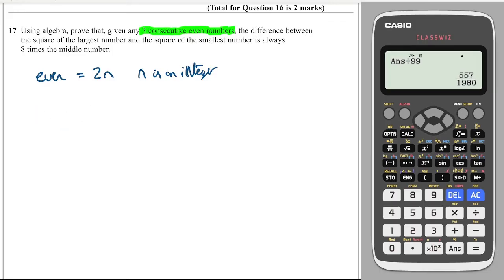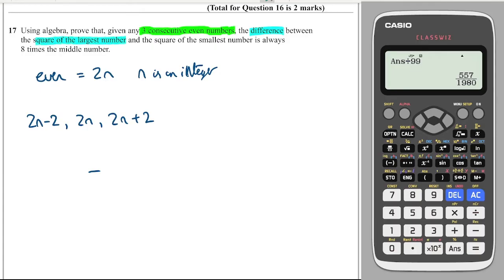But I've got a bit of a cheat here, and I'm going to go for 2n minus 2, 2n, and 2n plus 2, just to keep the numbers a bit easier, and I'm more likely to get some cancellation. Okay, anyway, what are we doing? The difference between the square of the largest number and the square of the smallest is always 8 times the middle number. Wowza. Okay, so let's dissect this. Difference means to subtract one thing from the other.